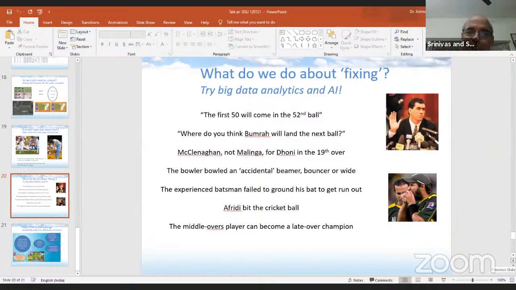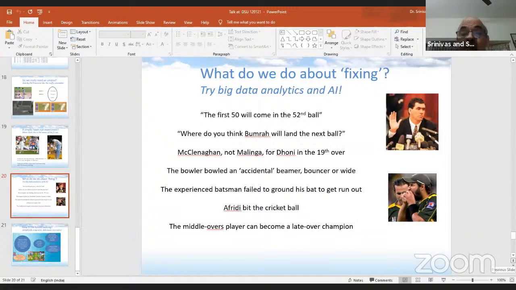But greed is always there. So some people will probably be doing something like this. Somebody has bet the first 50 will come in the 52nd. Where do you think Bumrah will land the next ball? Is it going to be a yorker? Is it going to be a bouncer? People are betting in thousands and lakhs of rupees on that.